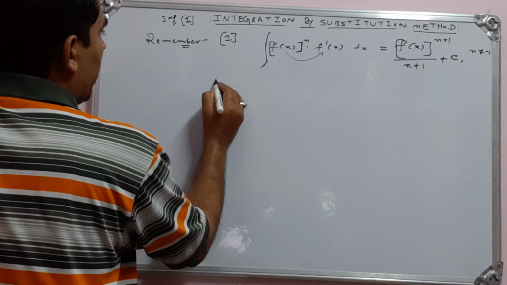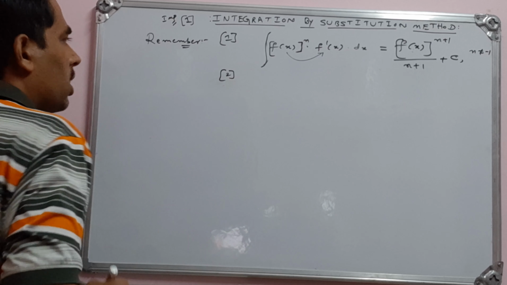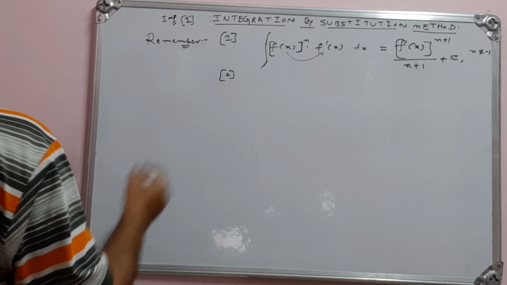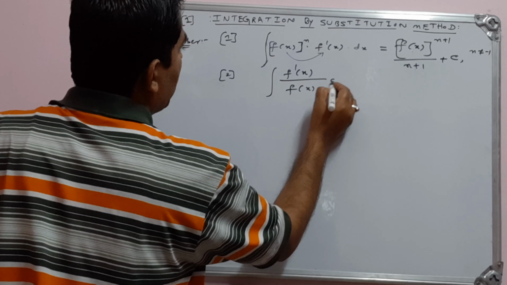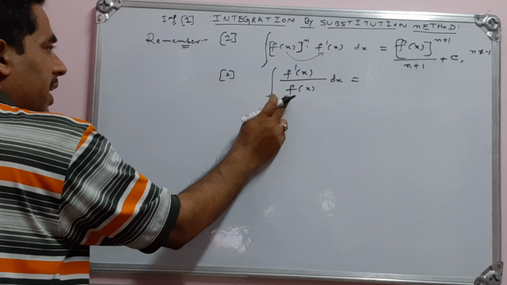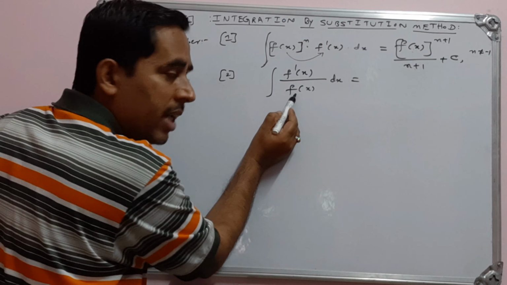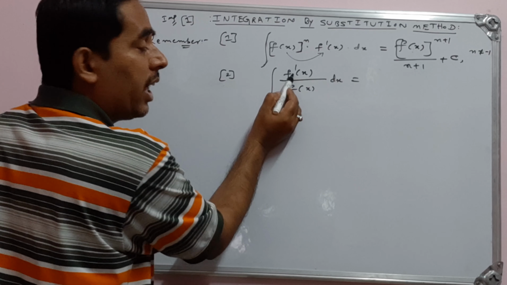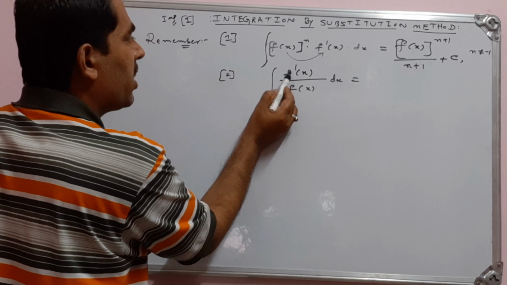This is the first standard form. Now let me take up the second standard form, which is also very, very important. If under the integral my function looks like this, observe: the denominator is a function, and the numerator is f dash x. If I differentiate the denominator, I get exactly the numerator. So if the function under the integral is like this, it is considered a standard form.